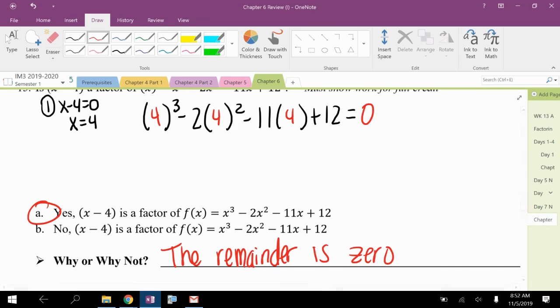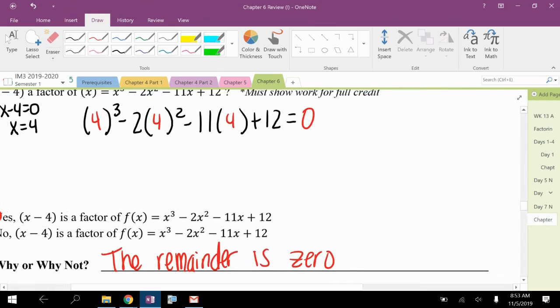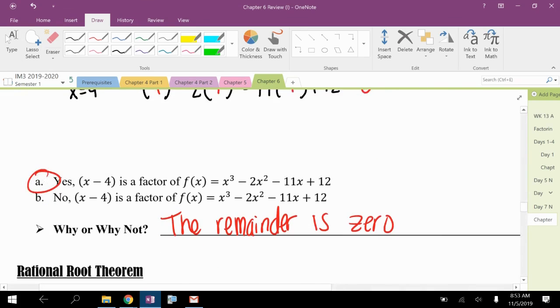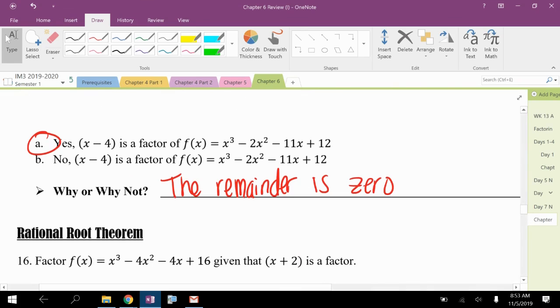But again, the other one you're going to do doesn't come out to be 0. So it could be one that is a factor. It could be one that's not a factor. Okay. Or if you hated that method, you could have done synthetic. Either one is going to get you the right answer. It's totally your choice. Okay? All right. Everyone got that?